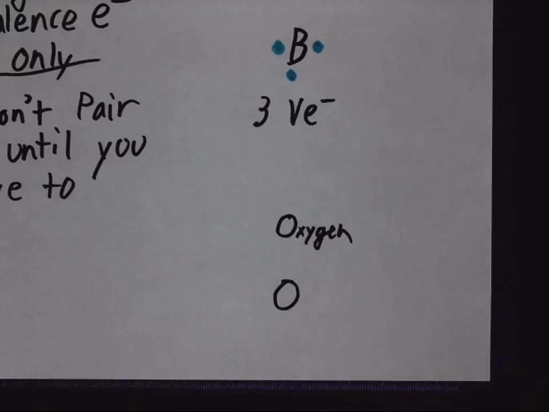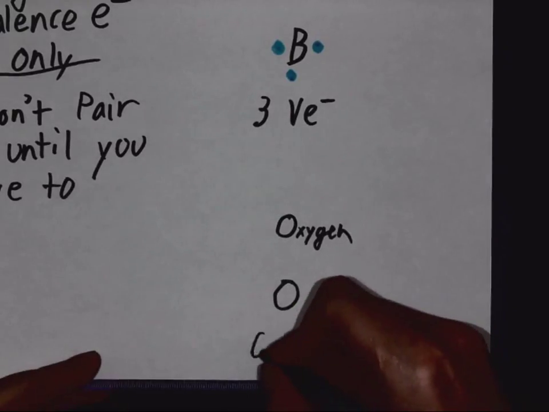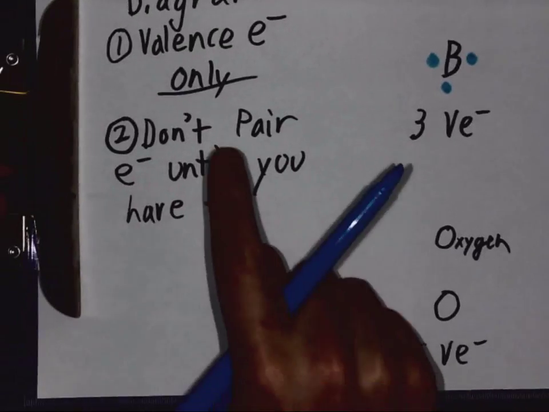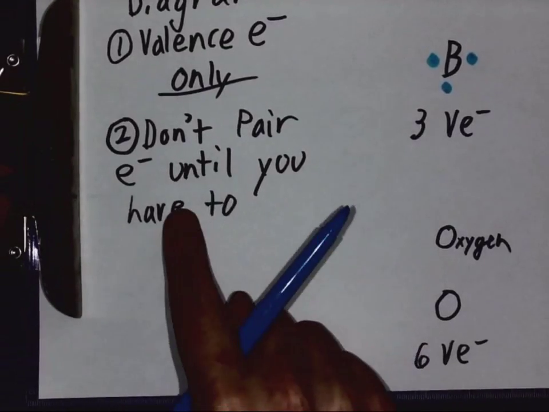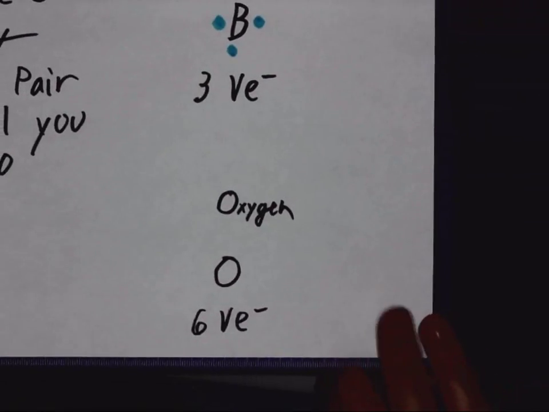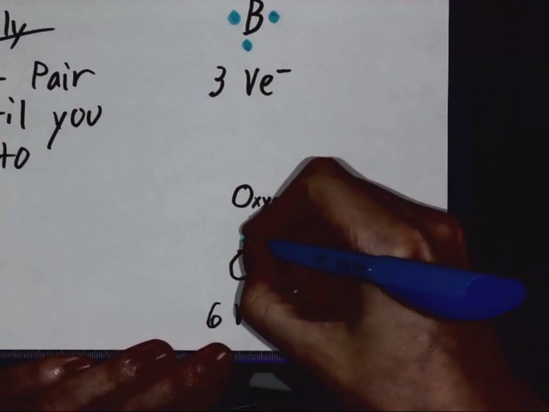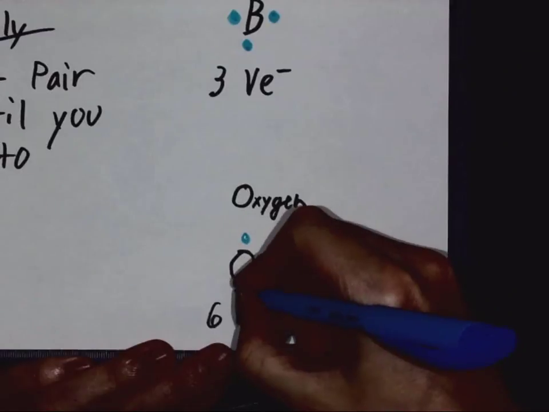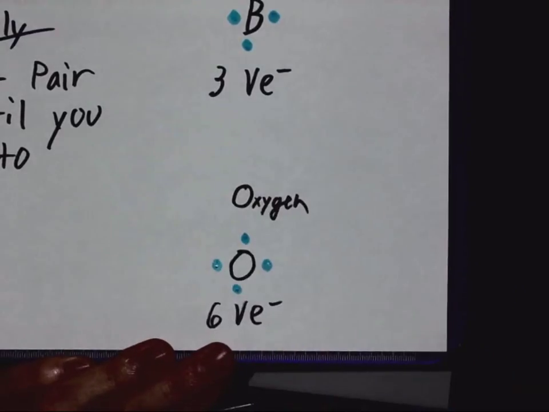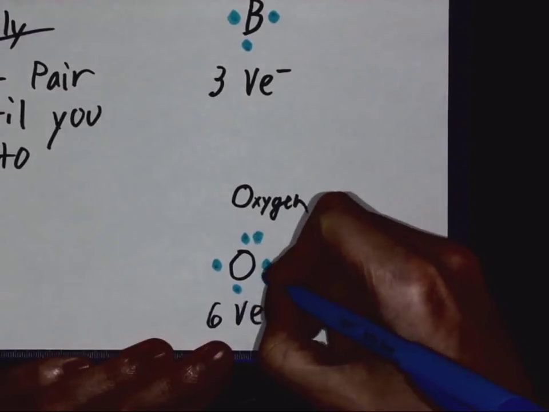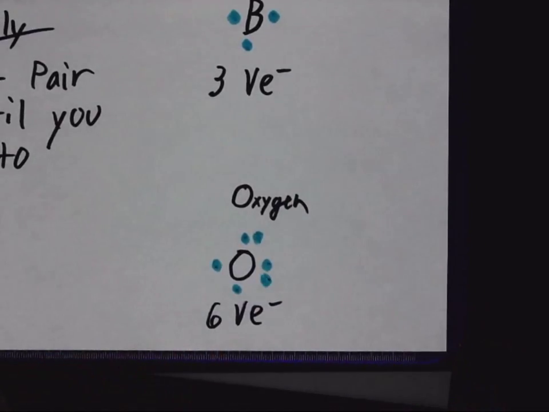So I'm going to place its 6 valence electrons. And remember, don't pair them up until you have to. So oxygen has 6 total valence electrons. Each of these can hold 1 on each side. So we're going to put 1, 2, 3, 4. I still have 2 more to place. Now I can pair them up. 5, 6. I want to do one more example with you folks.